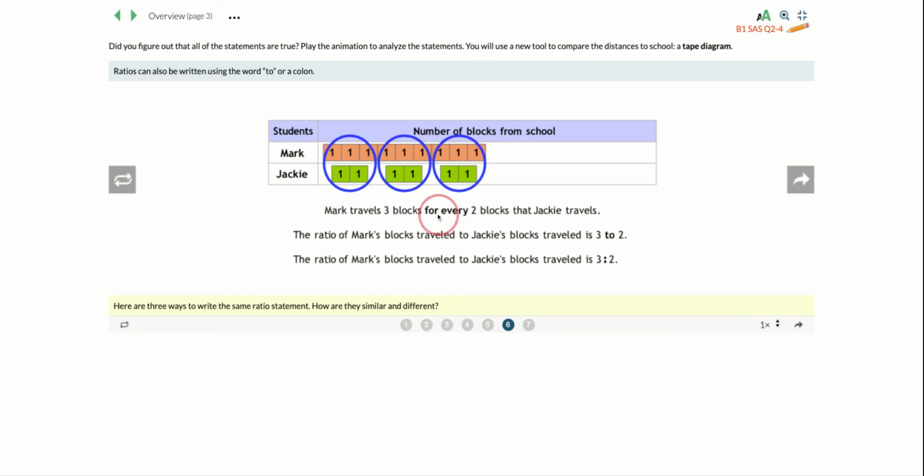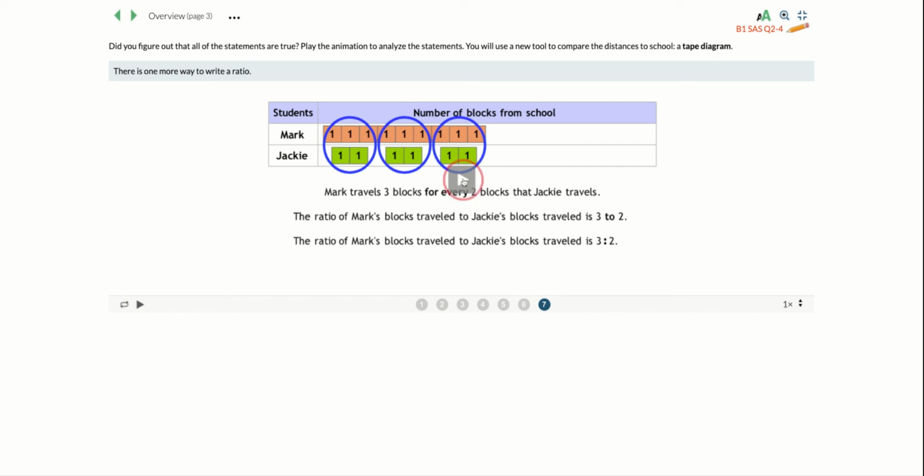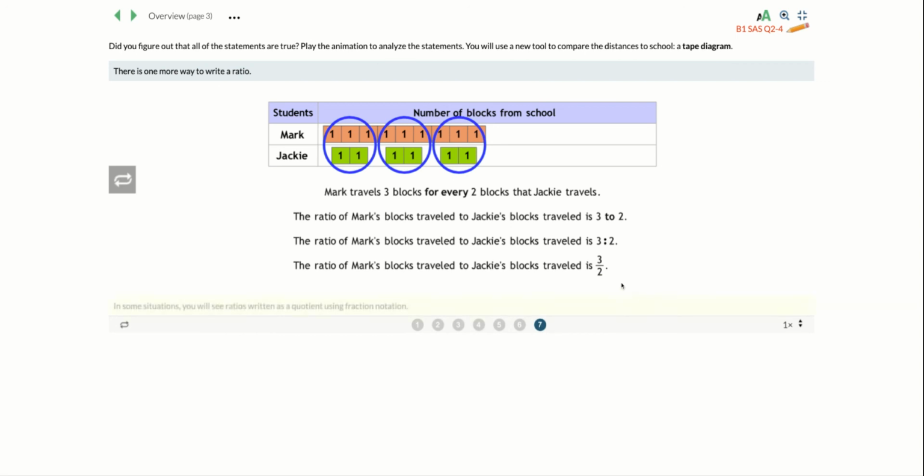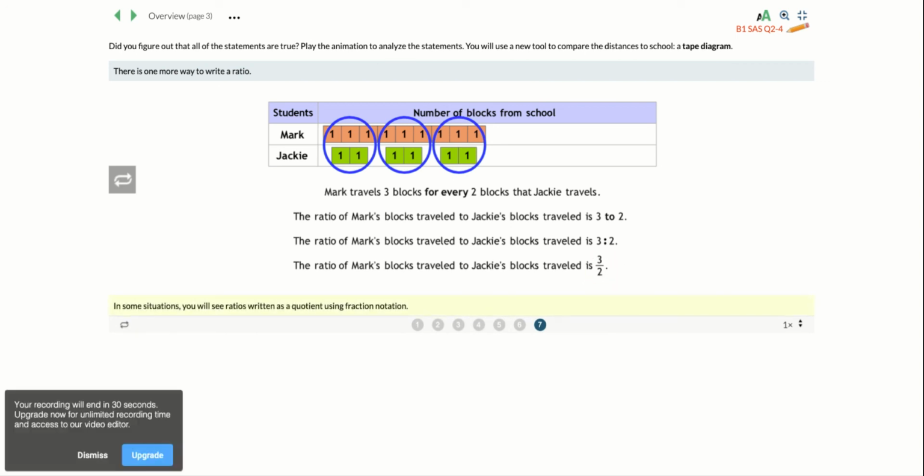So we have the words for every, we have 3 to 2, and we have 3 to 2 with a colon. So what's similar and different about these statements? First, they all have the 3 and 2. So we can see the 3 and 2 is being used in each of the statements. What's different is the words or the symbols. So we have for every, we have the word to, and we have a colon, all representing a ratio of 3 to 2. Another way that we could represent this is with a fraction. So sometimes ratios are noted in a quotient or in fraction notation.